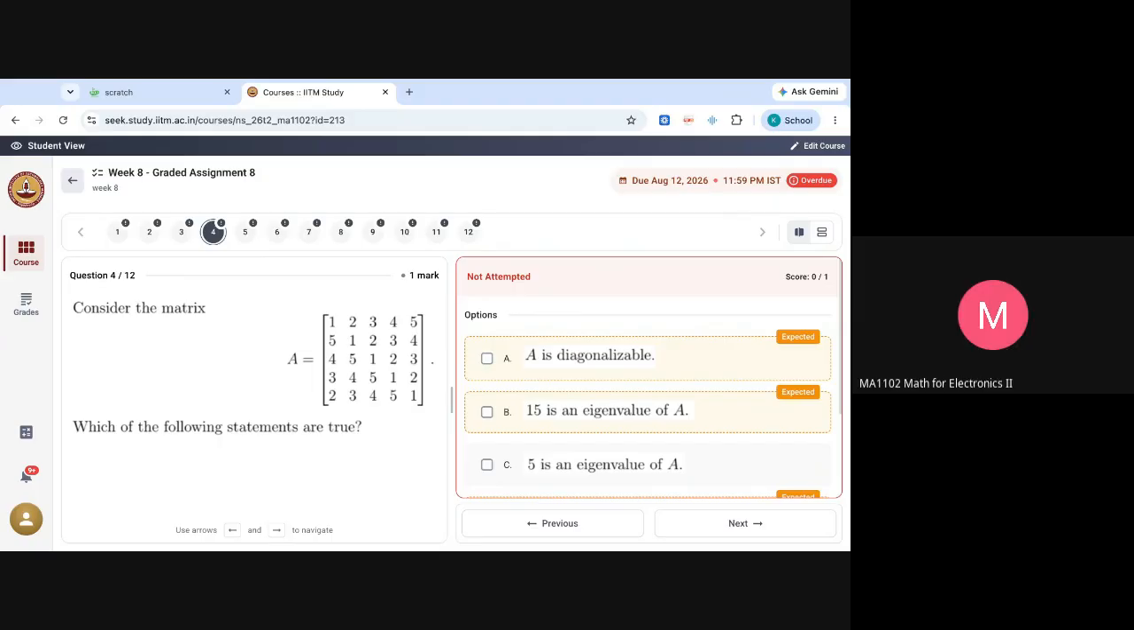Okay, so for diagonalizability, we use this property, right? All the eigenvalues must be distinct, or the more general case being that the GM has to be strictly equal to the AM for each eigenvalue, right?